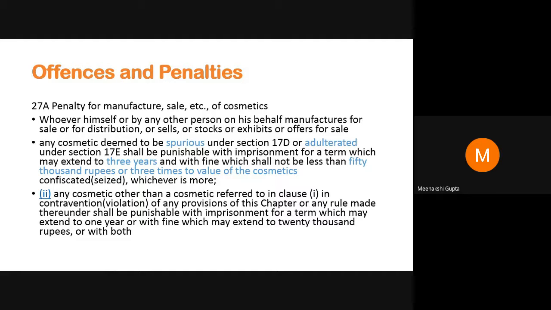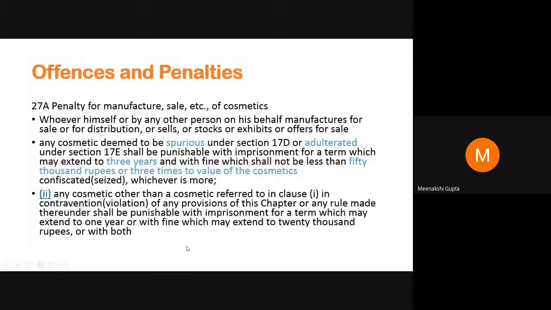They are defined, that is, what are adulterated and what are spurious. So if a person or any company or anyone who is manufacturing a cosmetic product which is spurious or adulterated can be punishable with imprisonment along with a fine of about 50,000 rupees. Okay.